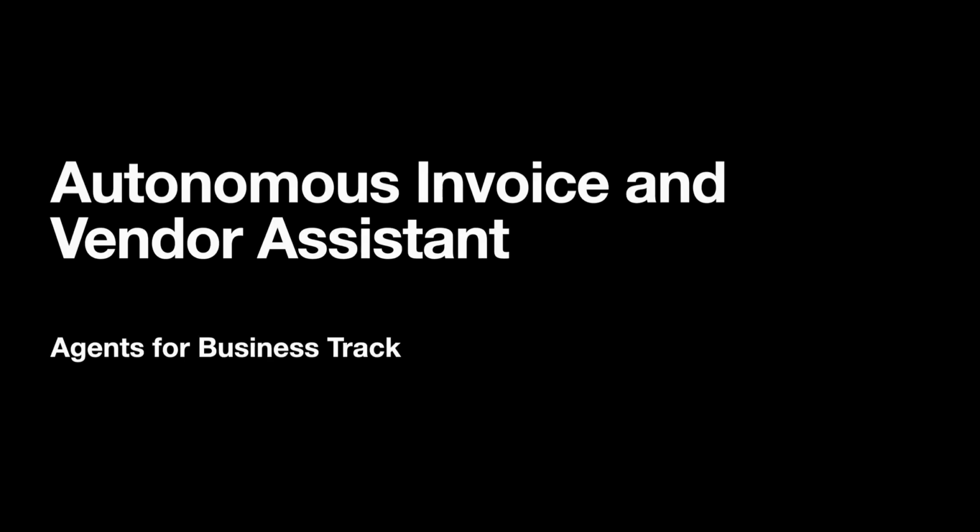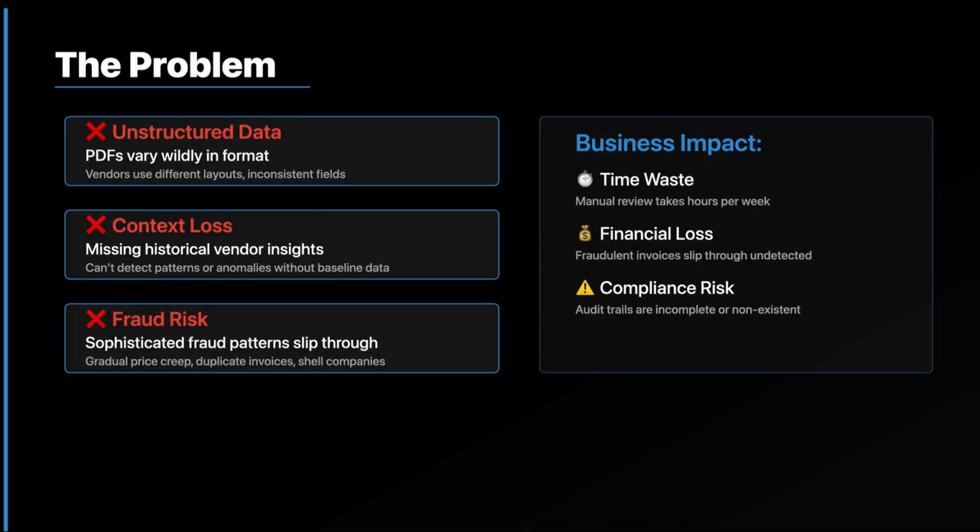Hello, today we are going to demonstrate our autonomous invoice processor and vendor assistant built for the Agents for Business track. Traditional automation fails when processing corporate invoices because documents vary wildly, vendor profiles change, and billing data is entirely unstructured. We need systems that don't just extract data, but reason through historical context to detect financial fraud.